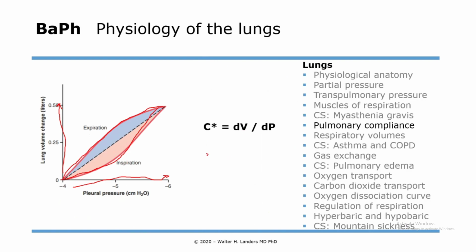So if compliance is high, it means that you get a lot of volume for a little bit of pressure. So high compliance means that you breathe more easily. Whereas the other side of the aisle, which is when compliance goes down, and that is that the amount of volume per increase in pressure goes down, which means that you need to build up a lot of pressure in order to respire, which means that respiration is more difficult. I think that's all about pulmonary compliance.